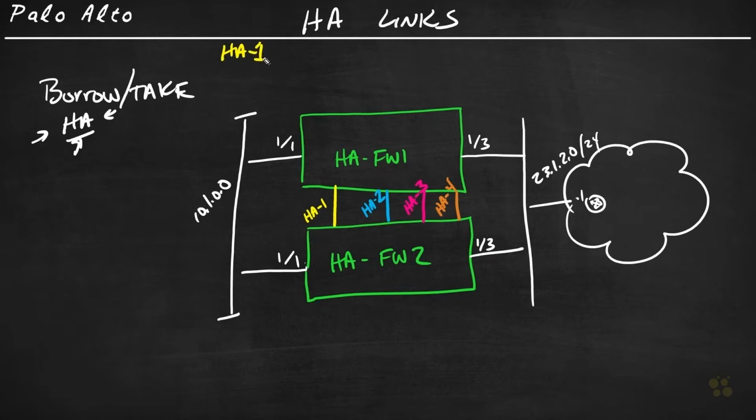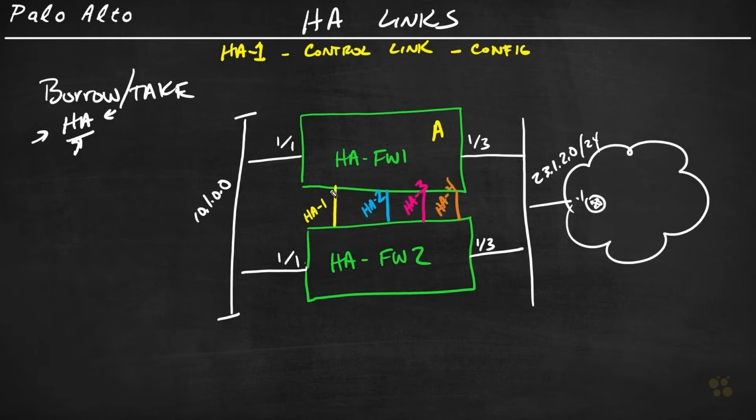High availability link number 1. That is referred to as the control link. And it has several uses, including config changes. So for this discussion, let's imagine that firewall 1 is currently active. And if we make changes, let's imagine we modify a security rule, or we modify a NAT policy, or we modify a security profile. Whatever it is, if we modify it here on firewall 1, firewall 2 needs to know about that. So on firewall 1, when we commit the changes, it's going to use HA1, that link between them, to synchronize those changes down to the other firewall.